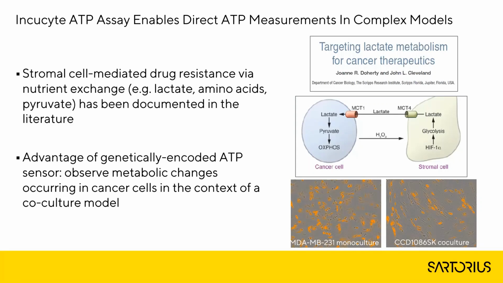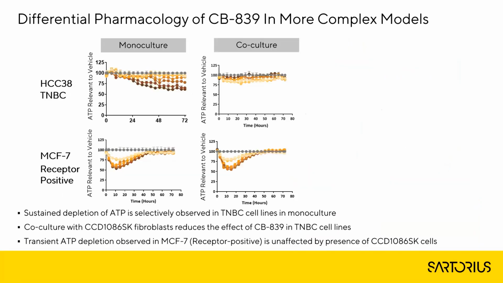So one of the advantages, as I mentioned, of the genetically encoded ATP sensor is that you can observe these metabolic changes occurring in cancer cells in the context of co-culture models. So let me get to the data here. Here we have HCC38 cells, which are triple negative breast cancer cell lines. As I showed you before, in triple negative breast cancer cell lines, we see an effect of CB839 on their proliferation and induction of cell death.